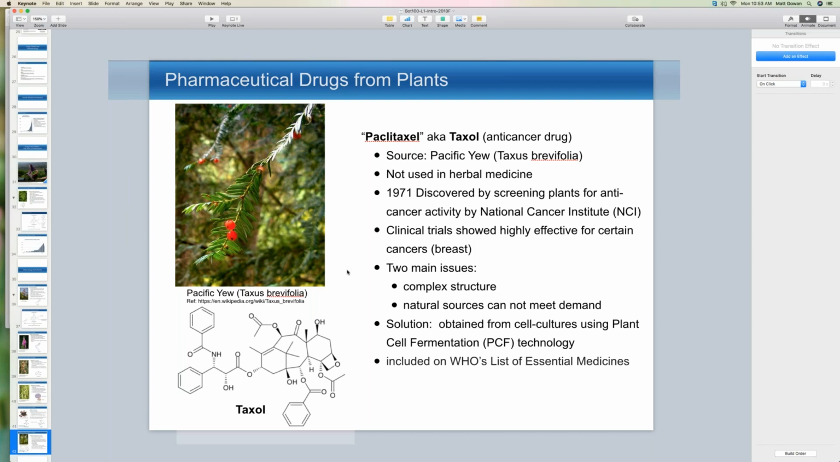And now they know they've got this drug that potentially can work for cancer, but the big issue is that it's very difficult to synthesize in the lab. If you look at Taxol, it contains a lot of chiral centers. And chiral centers mean that when you try to make it, you get both a left-handed and right-handed version of it.